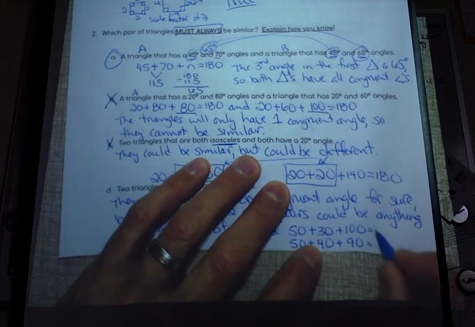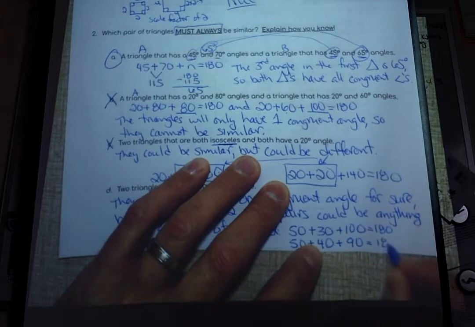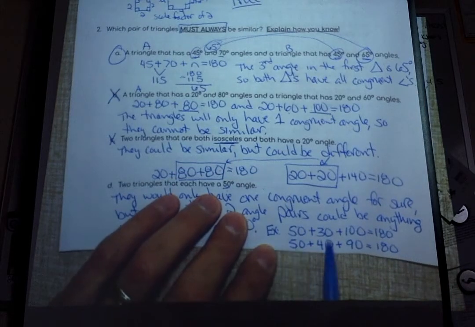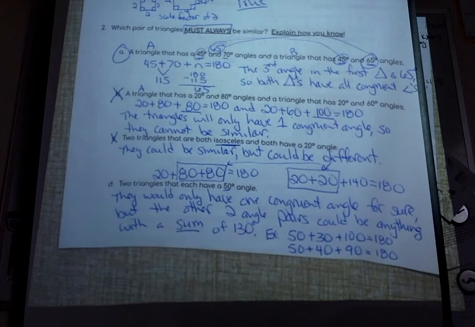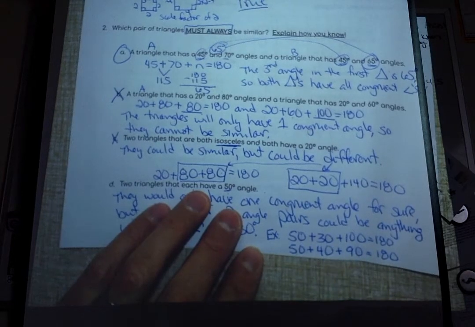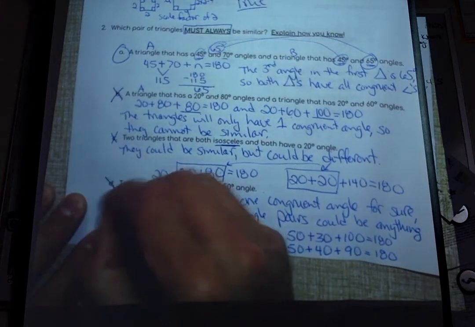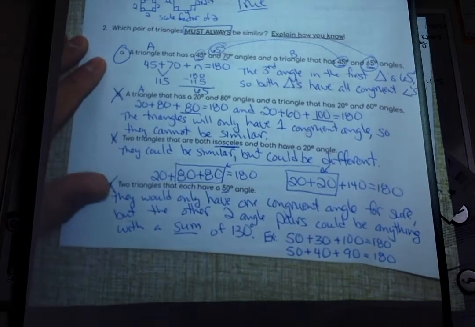So they all equal 180. But we just proved that we can have different angle measures, a 30 and 100 and 40 and 90. In order to be considered similar, all three of these corresponding angles have to be congruent. So this one will not work. So we just found out A is the only one that works for us on this.